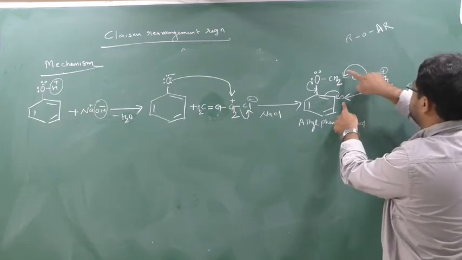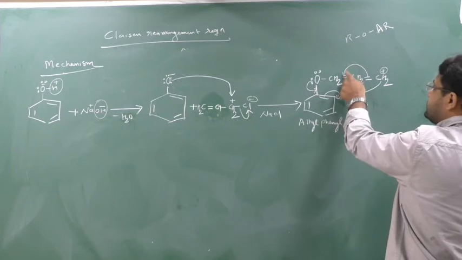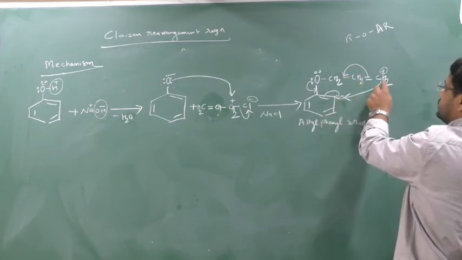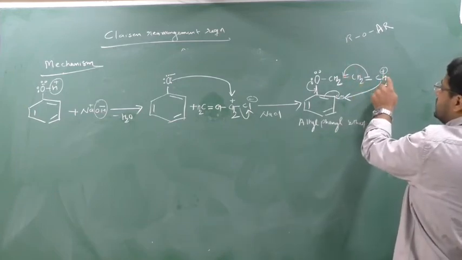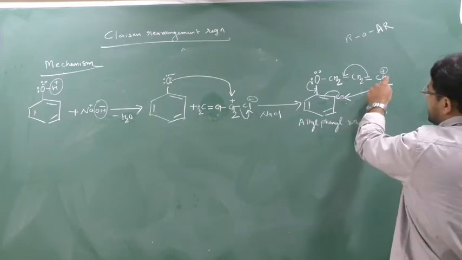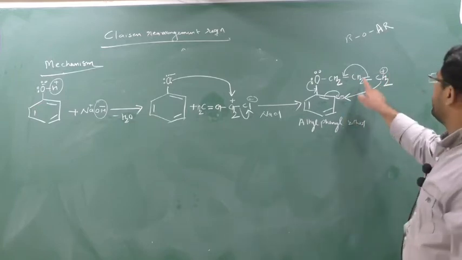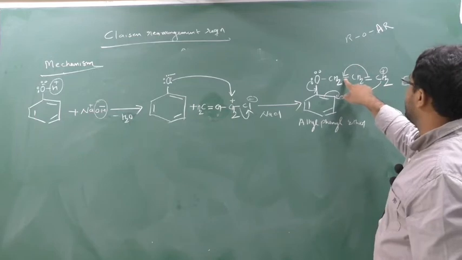When this pi bond is shifted here, he is giving the electron. So one who gives the electron creates a positive charge. So this is a positive charge and this is a negative charge. So here a bond will be generated. Now see, when the pi bond shifts here, a double bond will be generated.